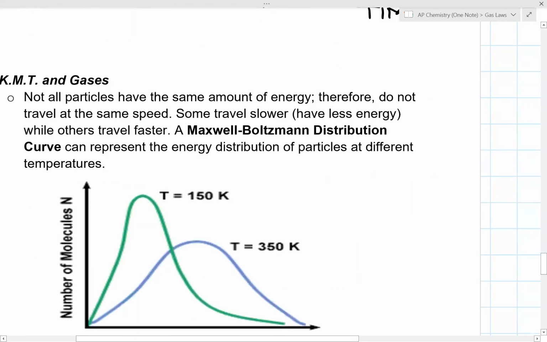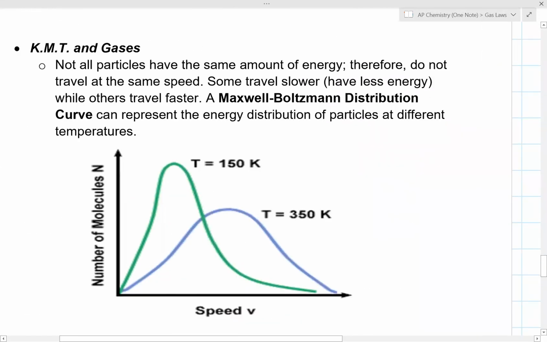Now, the other thing is this, kinetic molecular theory and gases. Not all particles have the same amount of energy. Therefore, they do not travel at the same speed. Some travel slower, have less energy, while others travel faster. If we were to take all the particles and look at their speed, what we would get is something called a Maxwell-Boltzmann distribution curve, which represents the energy distribution of particles at different temperatures.